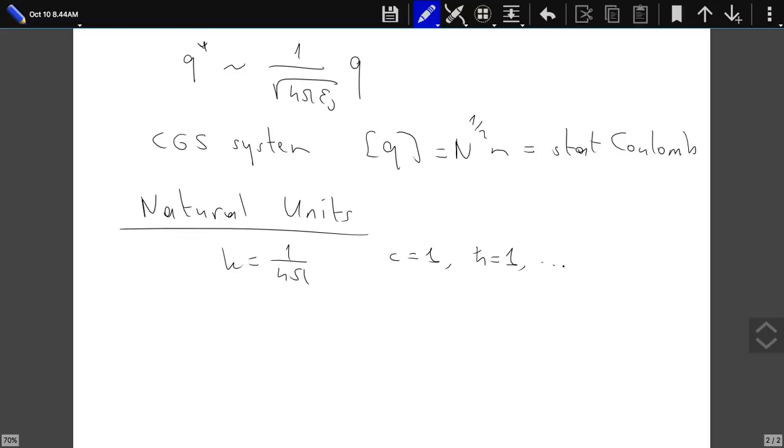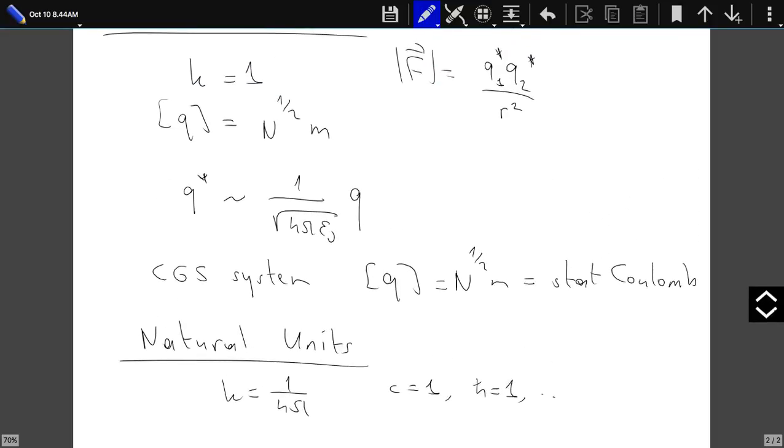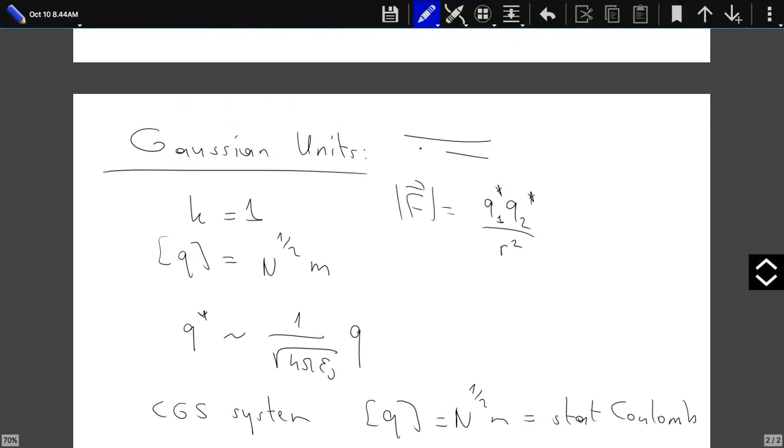So in natural units, if you choose suitable units for time and length, then the speed of light just turns out to be 1 because that is the natural speed in nature. And h bar is the natural angular momentum in nature, and that is also 1. You measure everything in terms of multiples of these quantities. Well, in the book, we will be using this unit system.